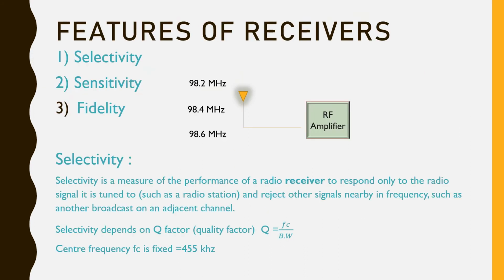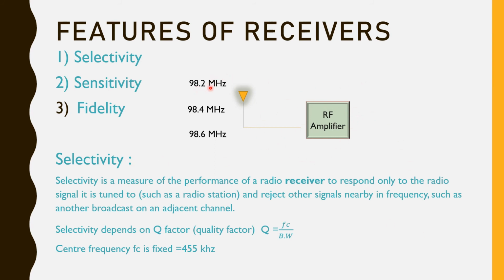Features of receiver. There are three main features of receiver. First feature is selectivity, second feature is sensitivity, and third feature is fidelity. So first feature is selectivity. Selectivity is ability of receiver to select desired signal and reject unwanted signal. Selectivity means to select desired signal and reject unwanted signal.